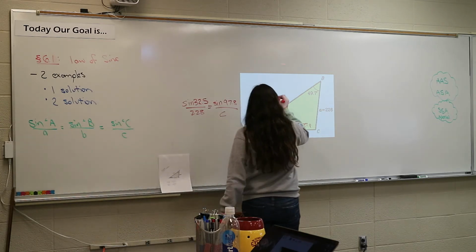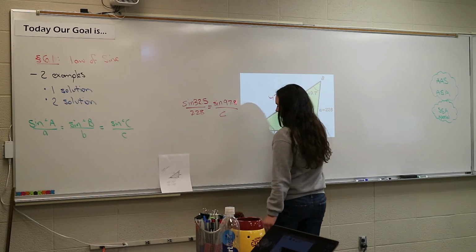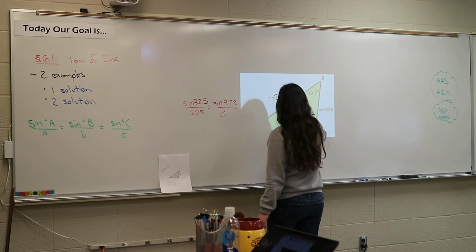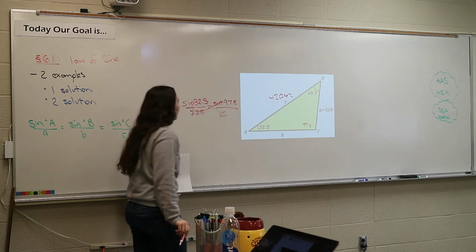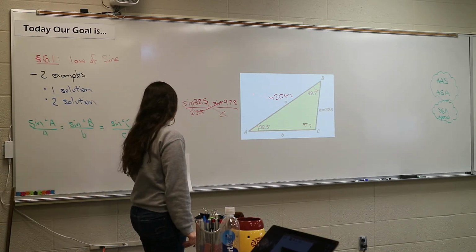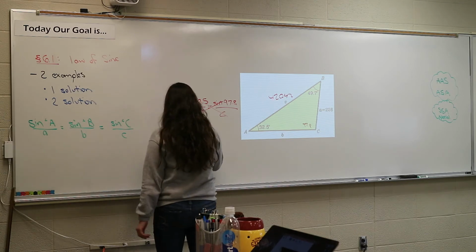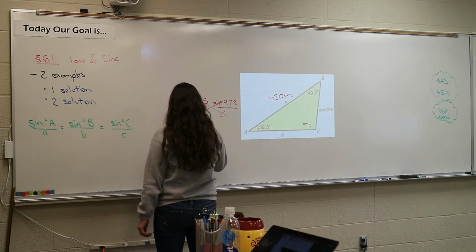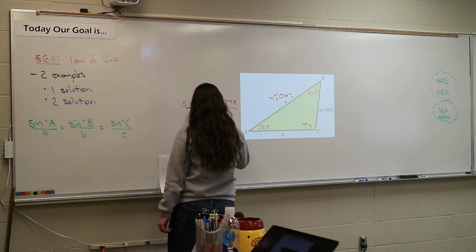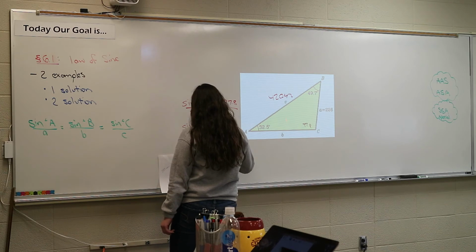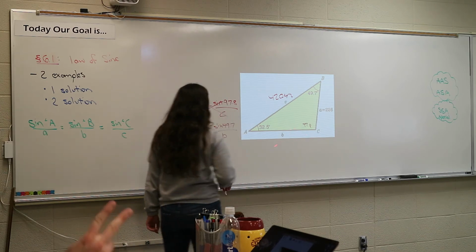Cross multiply and divide. With the fish method, we draw the fish. Now, does that number make sense? The answer is 420.4. Why does that number make sense? Because this is big, so this is big. Yeah, big angle, big wall.